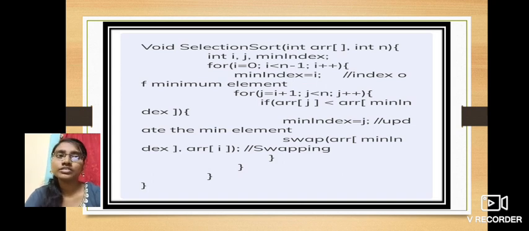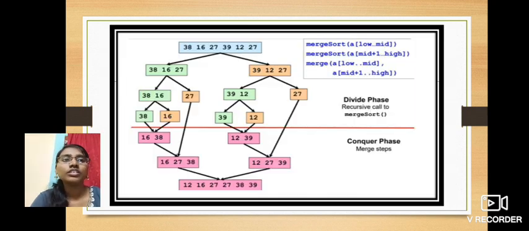This is the program performed for the selection sort, void selection sort. Int i, j, minimum index, minimum element, and swapping. This is the process of swapping from the unsorted array to the sorted array.